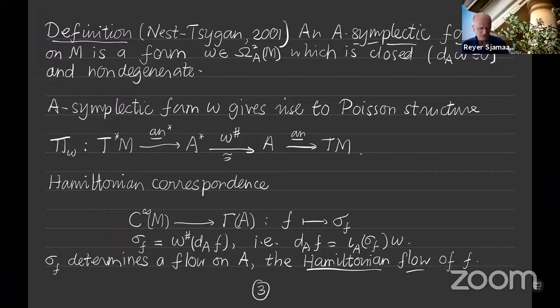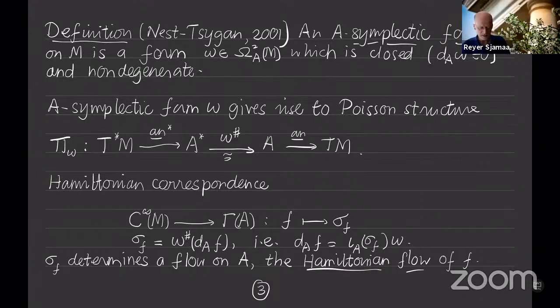If you get a little bit more, for functions, you can go to sections. A function f goes to a section sigma of f, related by the usual Hamiltonian relationship. You hook the section into the symplectic form. You want to get d of your function, d, again, in the sense of the Lie algebroid A. And like any section, this Hamiltonian section of f generates a flow on the Lie algebroid, a flow by automorphisms of that Lie algebroid, which I'll call the Hamiltonian flow of f.